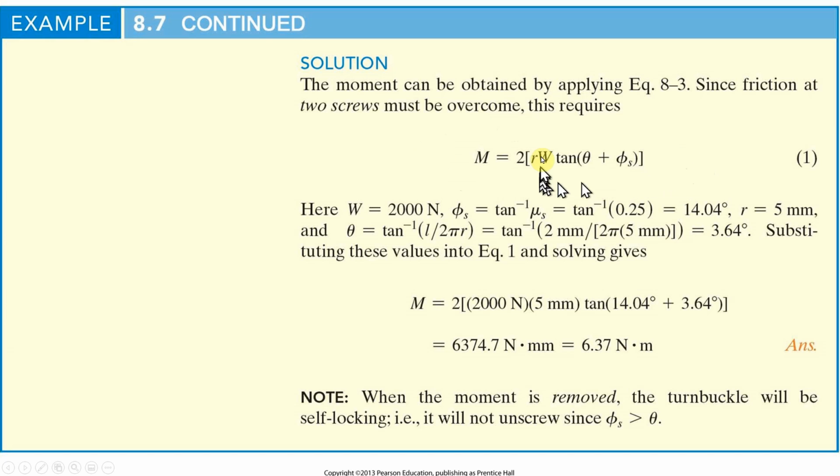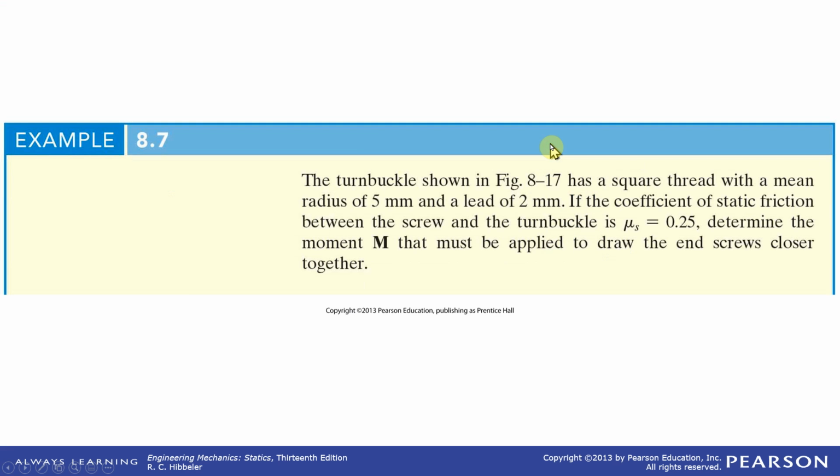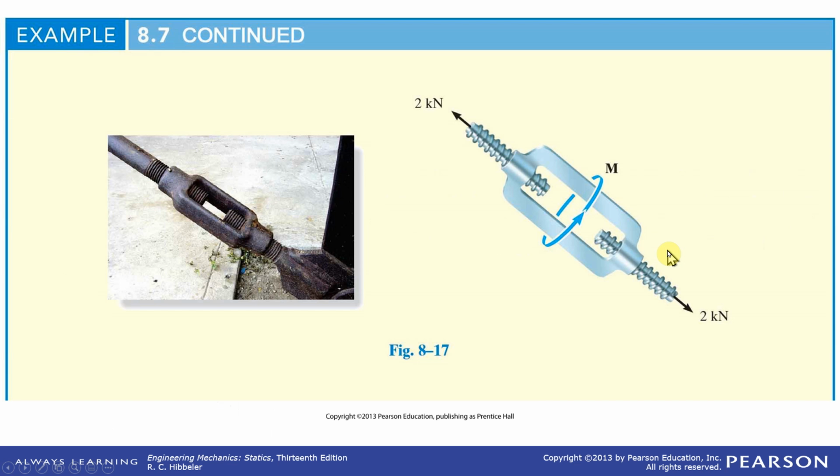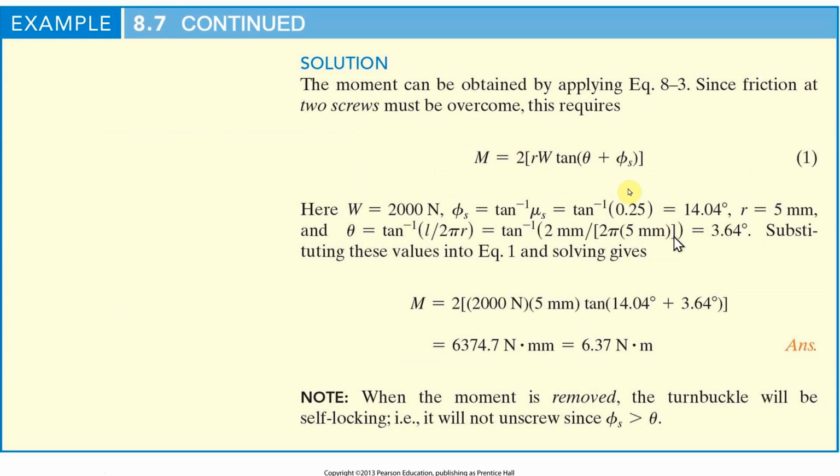You've got two of them going on, so you've got twice as much friction. Instead of the simple equation, if you have one and you're trying to bring them together, you have W R tangent theta plus phi. In this case, you have 2 W R tangent theta plus phi. W is 2,000 newtons.